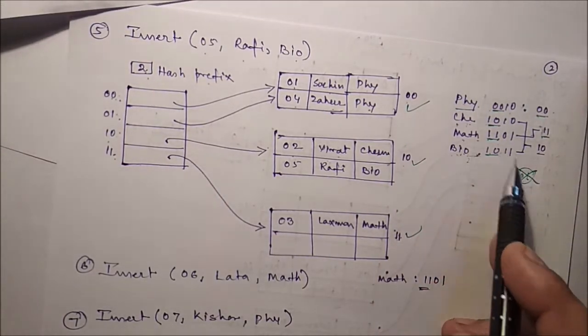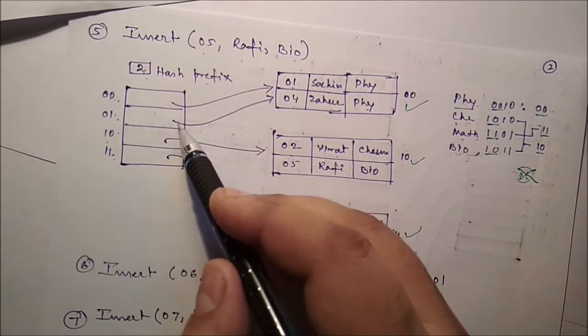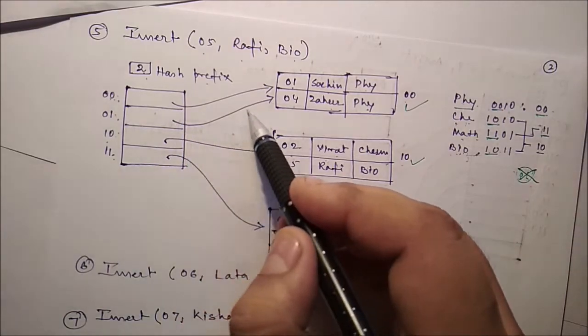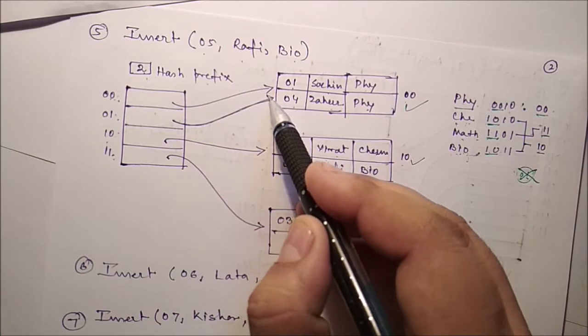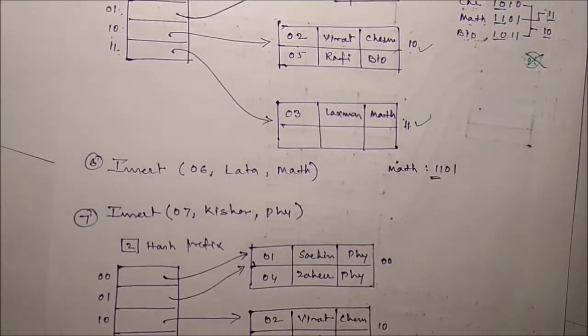But the first two digits 0 1 are not there. So this particular bucket address table is pointing to the previous one. So the previous one is what? 0 0. So it is pointing to the previous bucket. Okay. The next is what?